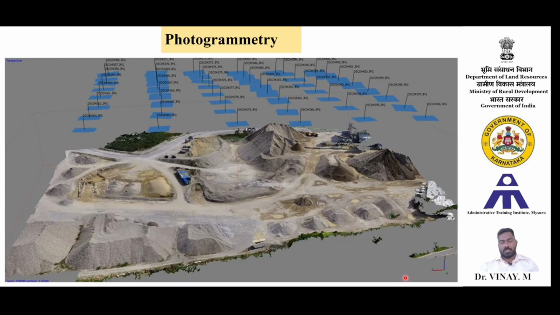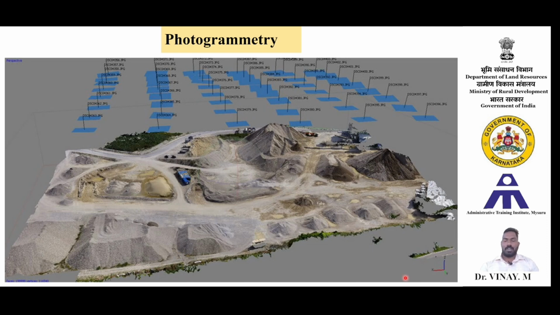As I said, photogrammetry works with the help of a series of photographs captured over an area, and the similarity between one photograph and another will be reconstructed, and through this a 3D model of the particular landscape can be created. Through this 3D model we are able to extract the linear aspects, aerial aspects, and also the volumetric aspects through the help of photogrammetry.